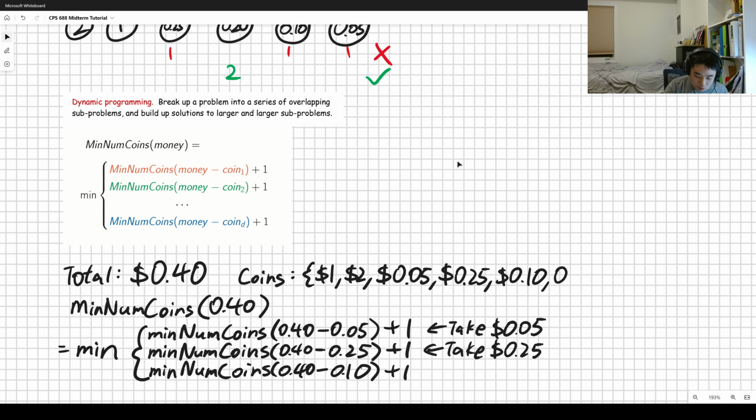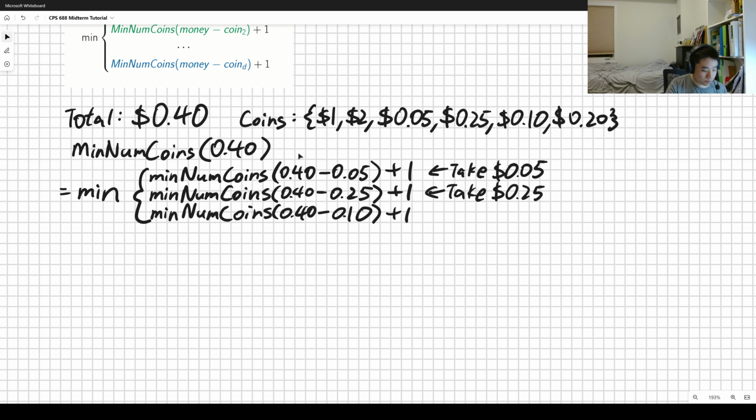Oh, actually, I'm just gonna add one more, cause why not? I'm just gonna add 20 cents into it. Okay. I'll add one more. So minimum number of coins.